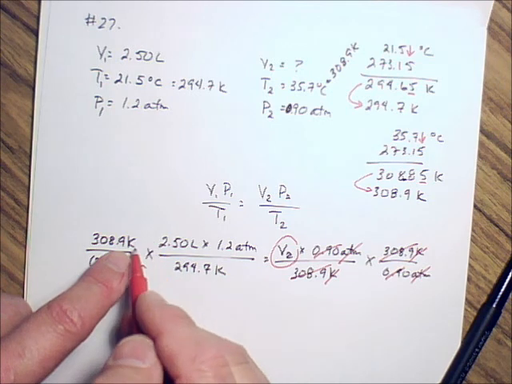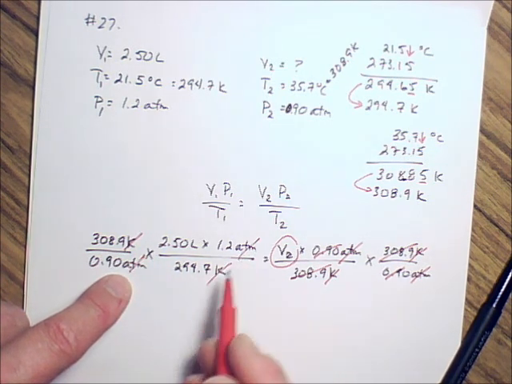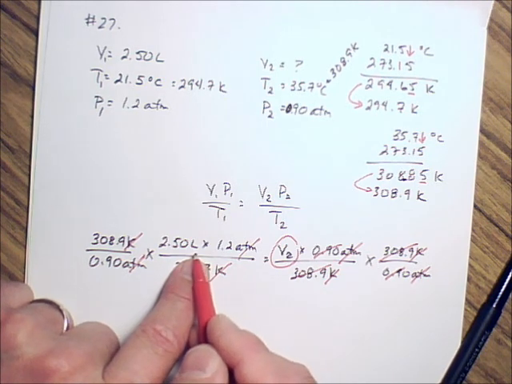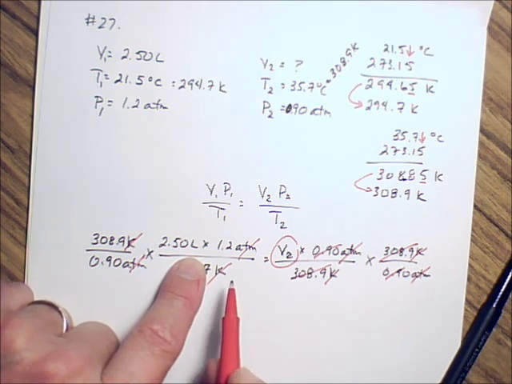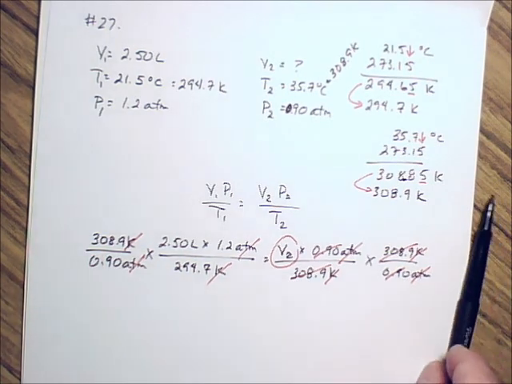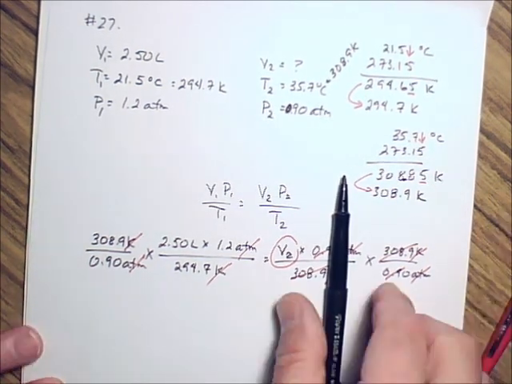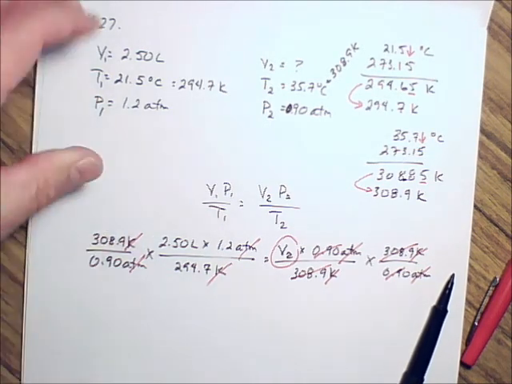So it looks like the K's are going to cancel. I got those on the top and bottom. Atmospheres are going to cancel, they're top and bottom. The only measurement unit that's left is liters. And because liters is a measurement unit that measures the dimension of volume, I know I've probably set this up right. At least at this level in chemistry, that's as far as we're going to go in here. So we set it up right. It's called dimensional analysis. So now we're ready to do the math.